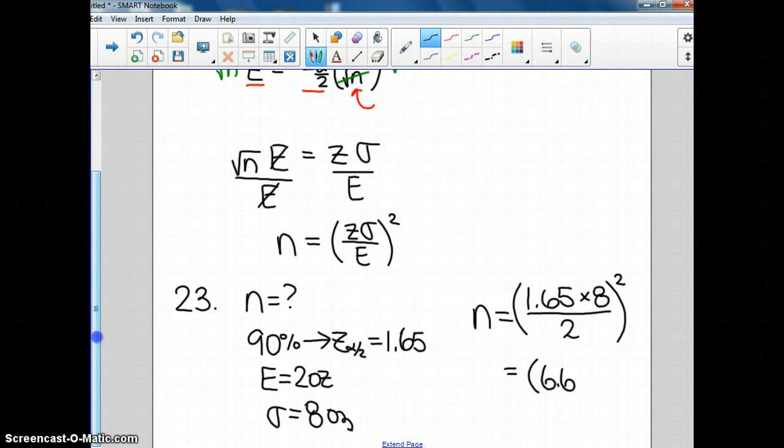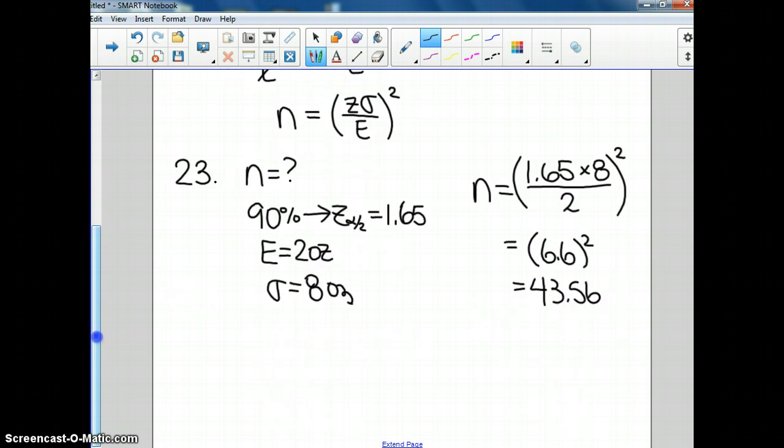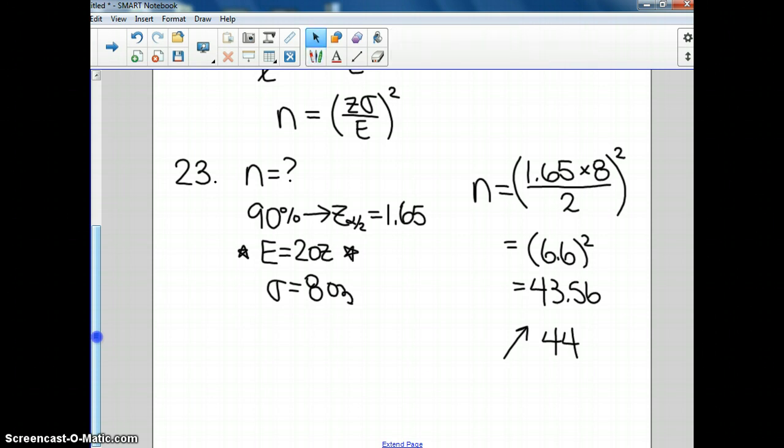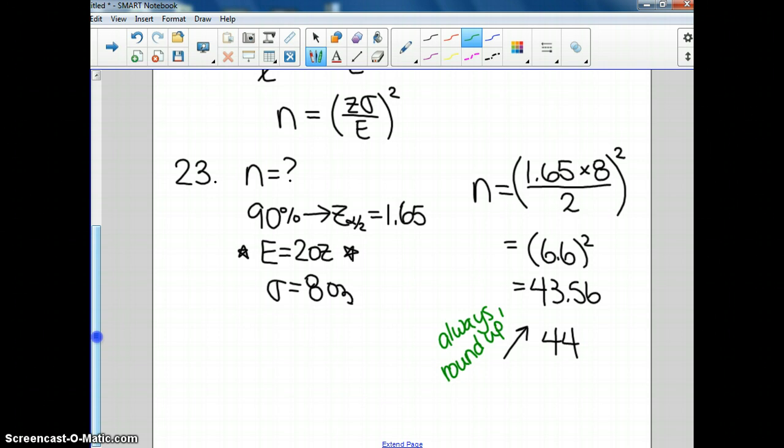This turns out to be 6.6. When we square it, we get 43.56. Now, since this represents the minimum sample size that I need, because I want to be within 2 ounces of my actual birth weight, no matter what the actual decimal would round to, we're always going to round up. Always round up in this case. Even if it was 43.1, we would round it up to 44.